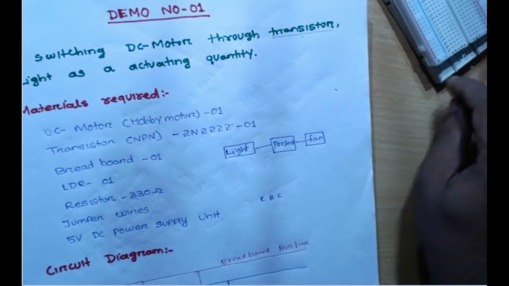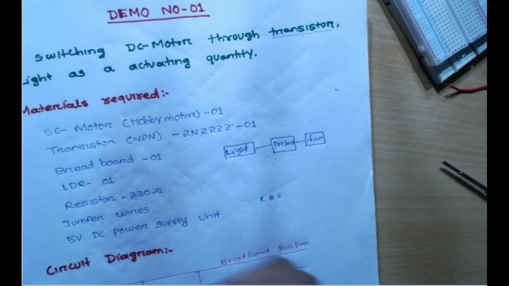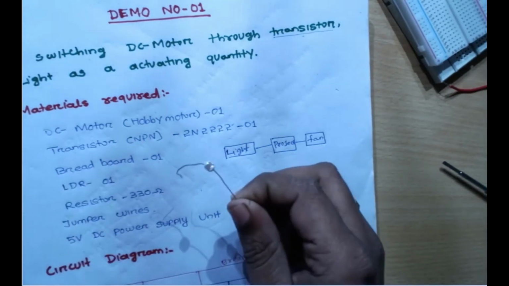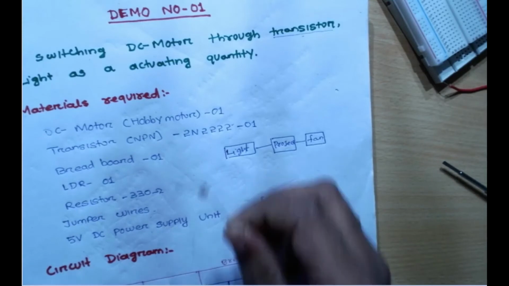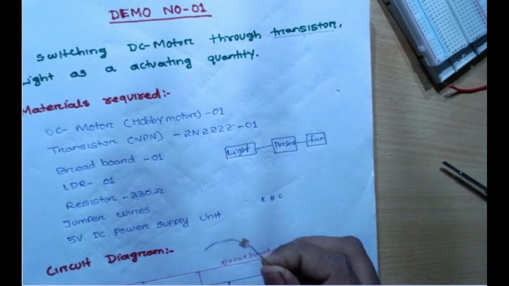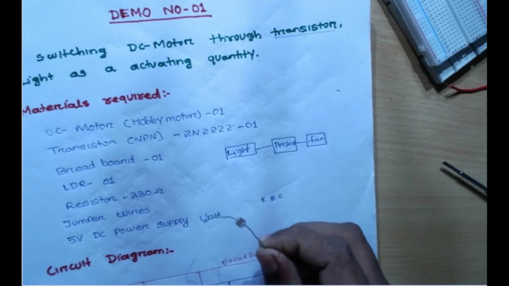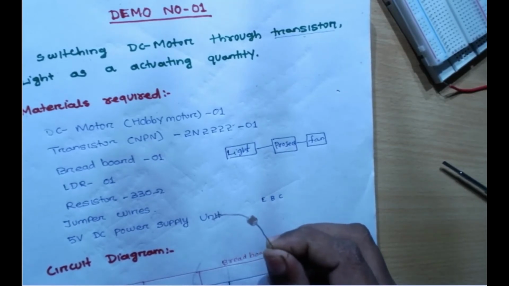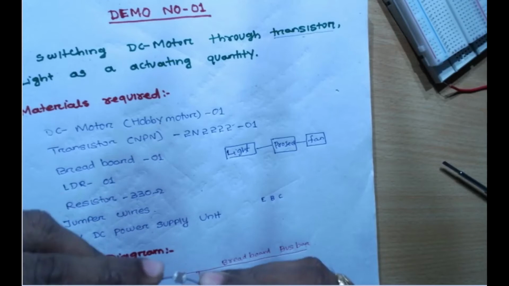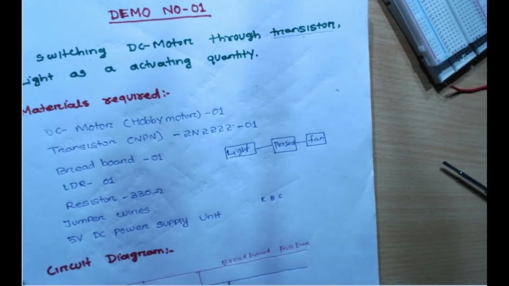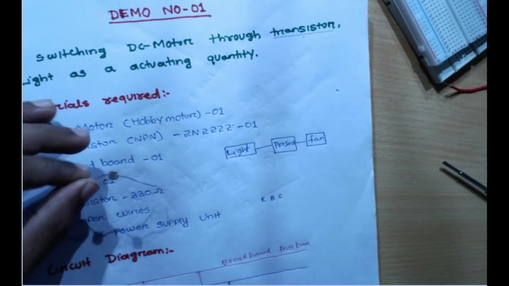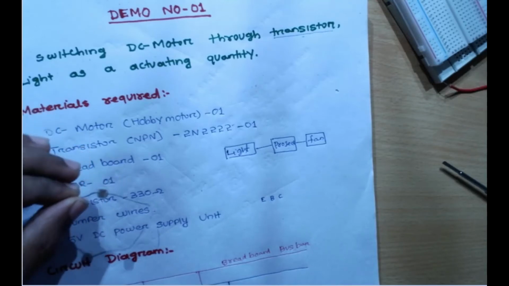The next component is what? You can see the LDR. This is your LDR. What is the purpose of this component? When light falls on it, its resistance changes. You can say it is a variable resistor. When light falls on it, the resistance of this resistor will change. It is called a light dependent resistor, meaning the resistance of this resistor depends upon the light.